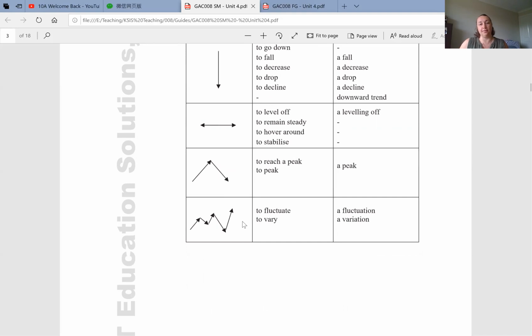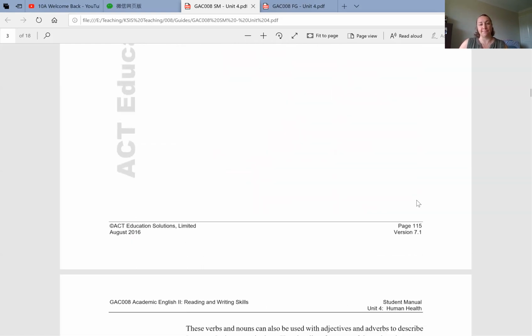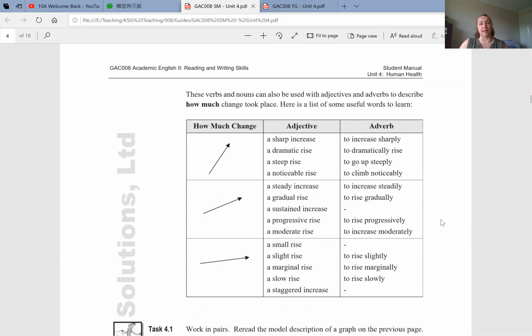Then we've got up and down, a little bit of a snake happening, is to fluctuate or to vary. A fluctuation or a variation. Okay. So these verbs and nouns can be used with adjectives and adverbs to describe how much change took place. So here are some examples. So I'm going to get you to read through those yourself.